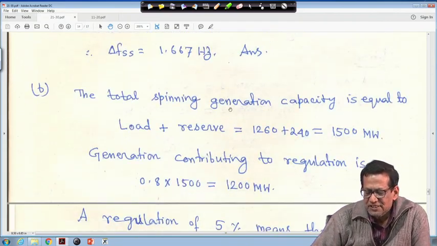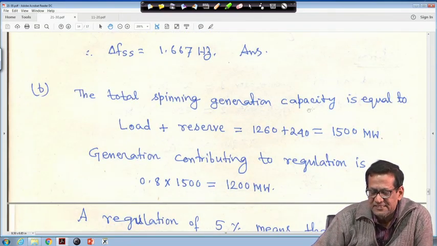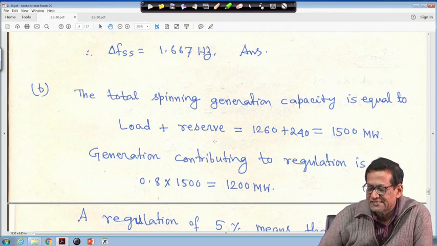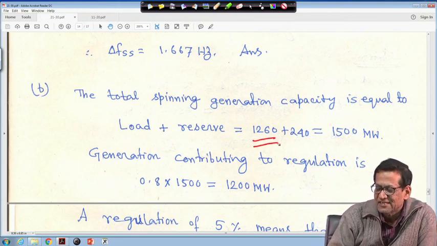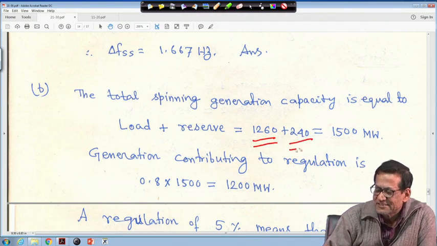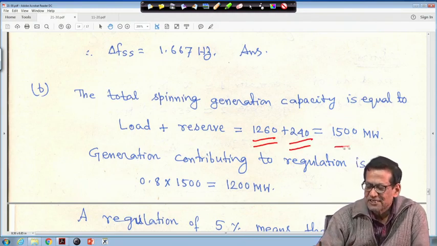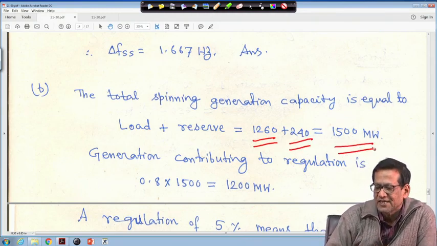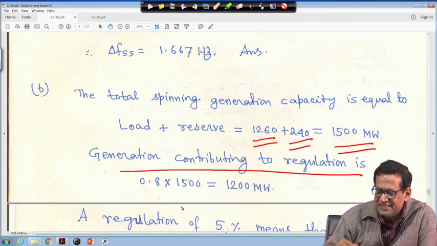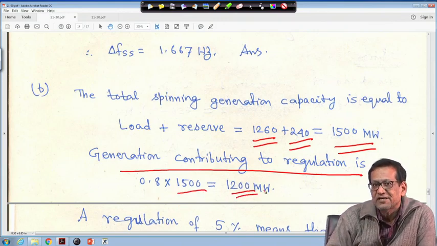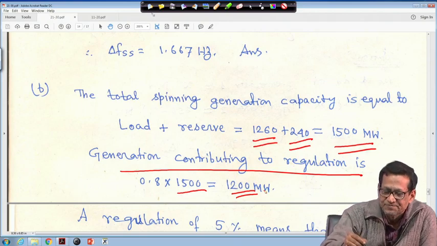Now, the total spinning generation capacity is equal to load plus reserve, right. The load of 1260 was there, and with the spinning reserve the total is 1500 megawatt, right. Therefore, the generation contributing to regulation is 80% of that, so 0.8 into 1500, which is 1200 megawatt, right.